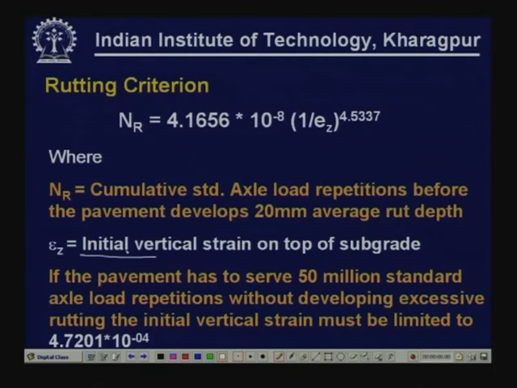So, the initial thicknesses, initial materials, because standard loading is already fixed, we are considering the standard loading, there is nothing to change there. Only thing that we can change is the layer thicknesses and the materials that we use. So, these have to be carefully selected so that the initial computed strain is going to be less than 4.7201 into 10 to the power minus 4 if we want the pavement to be serving at least 50 million standard axles during its service life period.